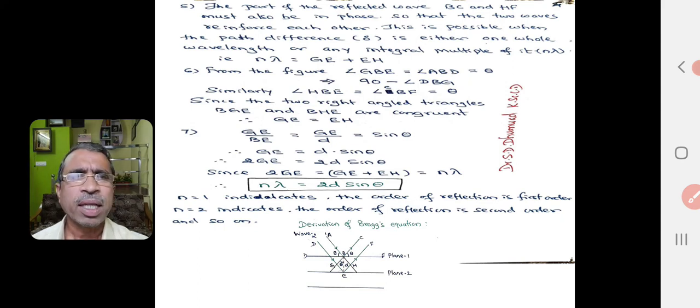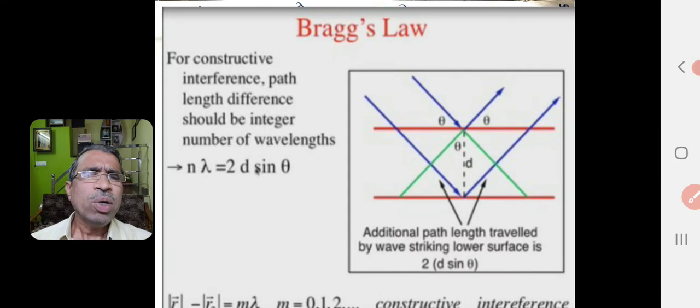This is nothing but the Bragg's equation. So n is equal to 1 indicates the order of reflection is first order. n is equal to 2 indicates the order of reflection is second order, and so on. A very simple derivation. Students, you must know how to derive this equation. This will generally be asked in the examination. So here I have given a very clear-cut indication of this.